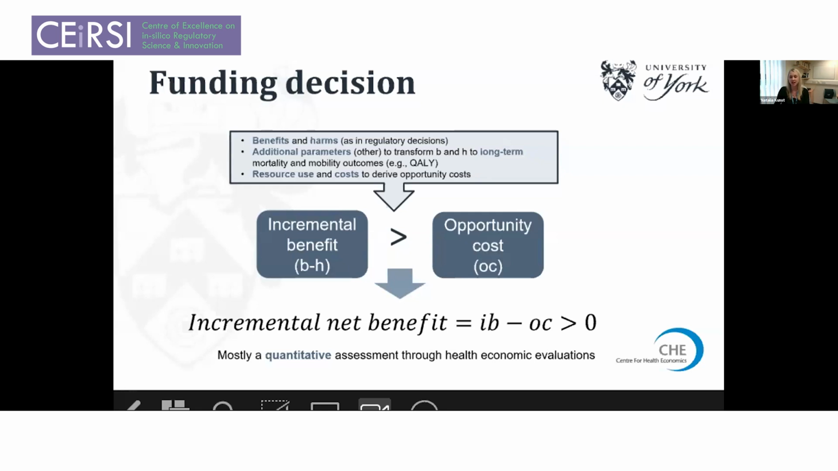We express these health outcomes using a generic measure, such as a quality-adjusted life year. And it is important to use a generic measure because it enables comparisons across different diseases and populations. Further, we also need estimates on resource use and costs to derive opportunity costs. And these types of assessments that I'm describing here are mostly performed through health economic evaluations.